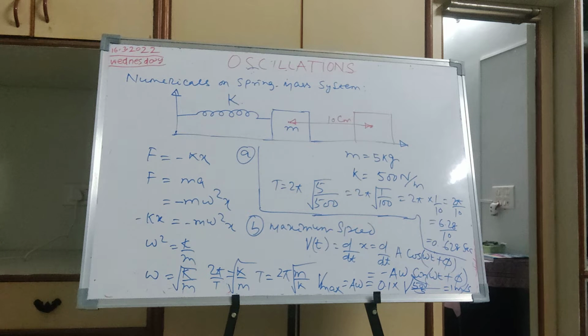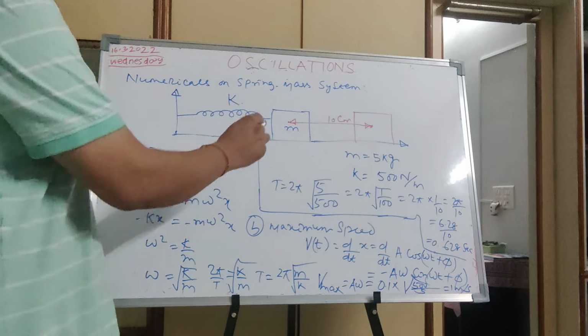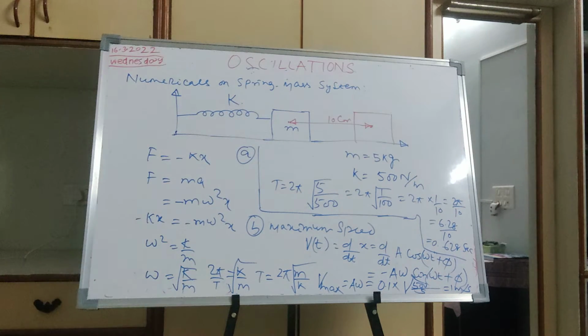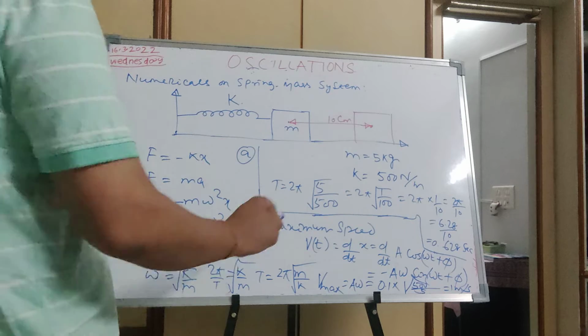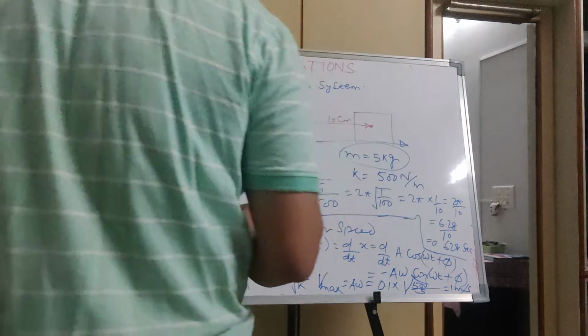Okay, so let us see one numerical. You can see this is a spring and this is a mass. The mass is 5 kg.